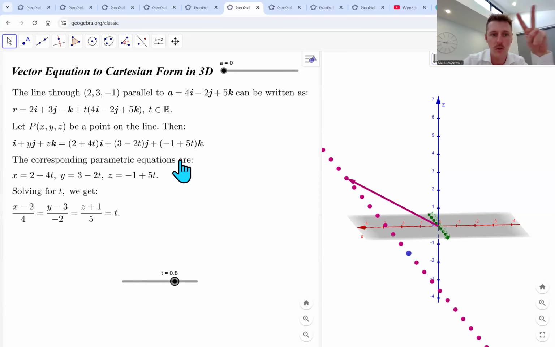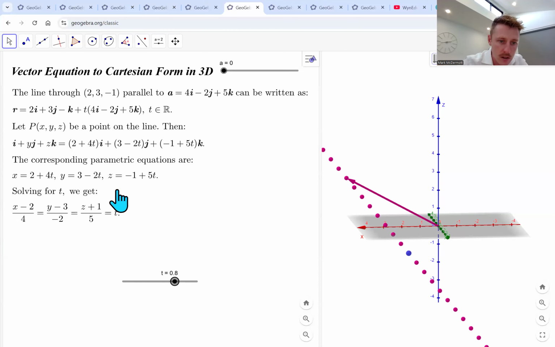So again, we've got two forms here. We've got the vector equation, and now we've got the parametric equation. If we rearrange each of these for t, we get t equals (x minus 2) on 4, t equals (y minus 3) on negative 2, and t equals (z plus 1) on 5. It might look a bit odd, but this is what's known as Cartesian form, because we can't have a single equation to define a line in three-dimensional space like we can in two-dimensional space.